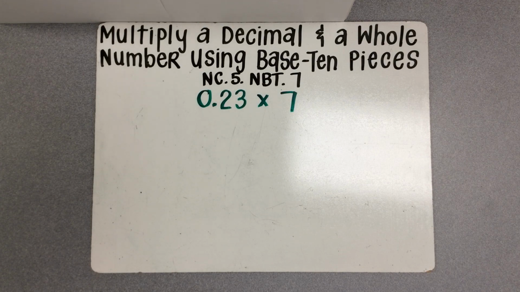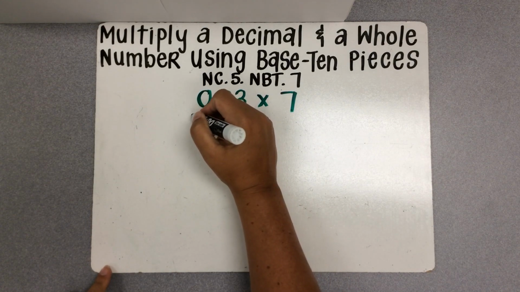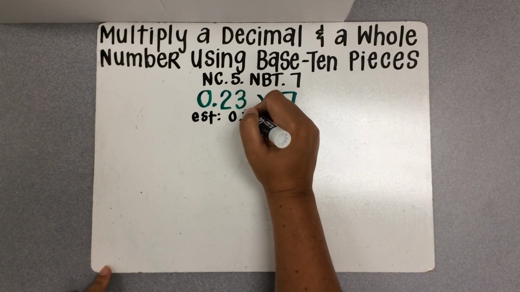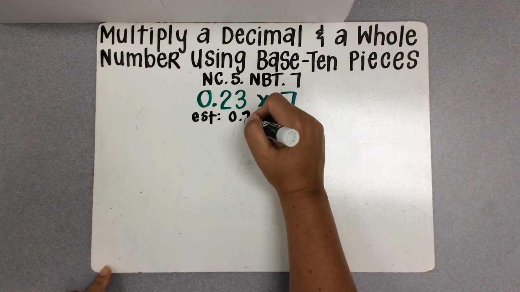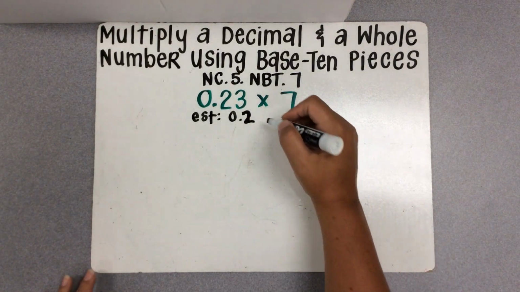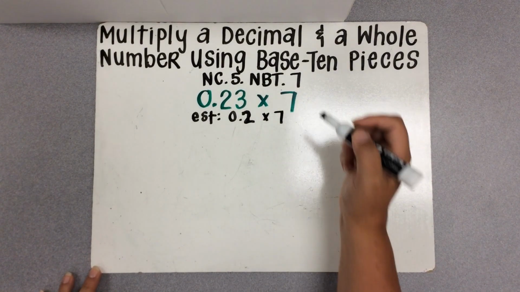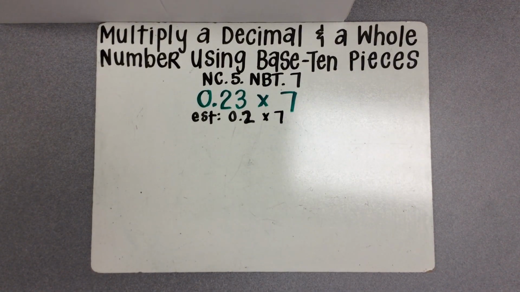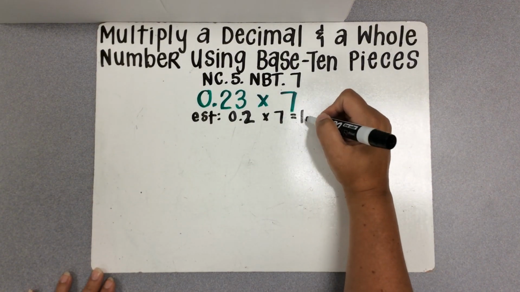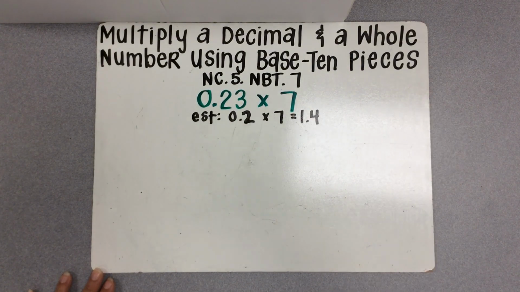With some experience, some students may be able to say, well, 23 hundredths is close to 2 tenths, and 2 tenths is pretty friendly to work with. So 2 tenths times 7, they might think, well, if I had 2 tenths 7 times, that would be 14 tenths, and 14 tenths is equivalent to 1 and 4 tenths. And so they might think that the answer will be close to 1 and 4 tenths.